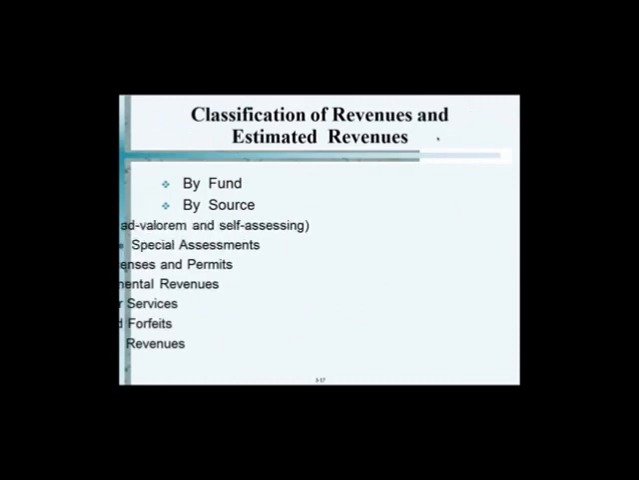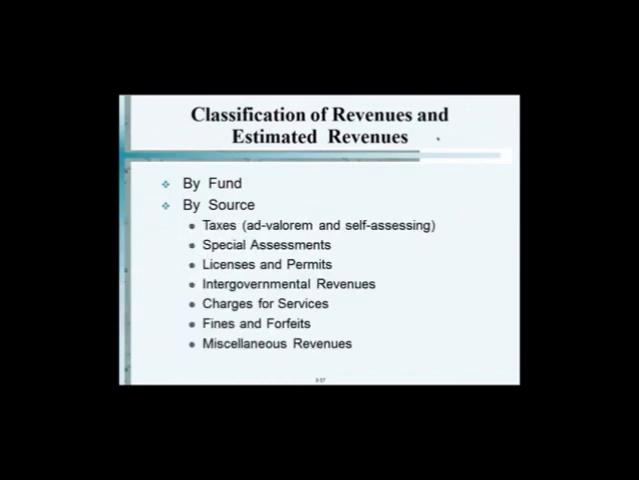Now let's take a look at the classification of revenues and estimated revenues. Take a look at this list for a moment, and we'll talk about these. Which is the biggest single source of revenues for governments? Good. Anybody know what ad valorem means? It's based on value. The more money you make, the more taxes you pay. The more your house is worth, the more real estate taxes you pay, right?